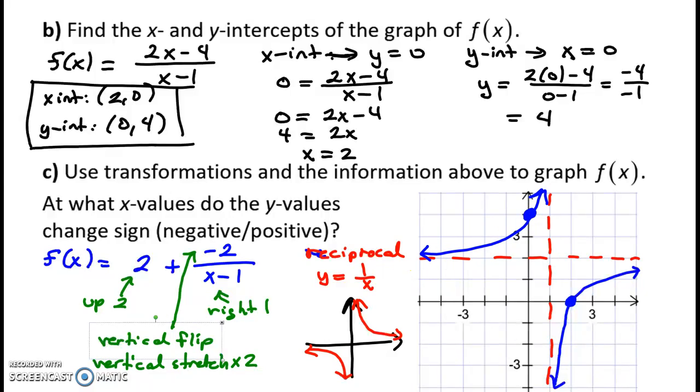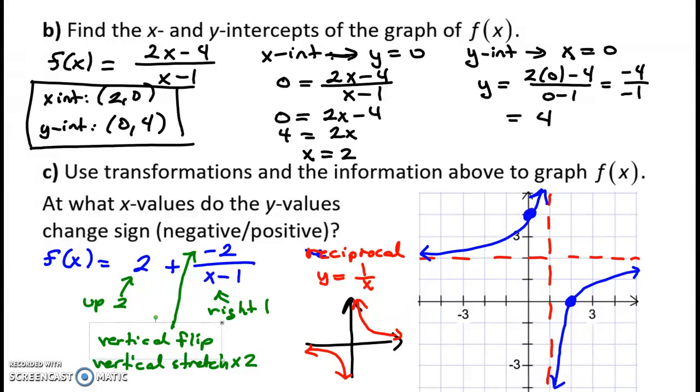And what you'll notice about this graph is that it appears in sort of the second and fourth quadrants instead of first and third like the original parent function. The reason for this is that there was a vertical flip. So the part that was above the axis flips below the axis and vice versa.